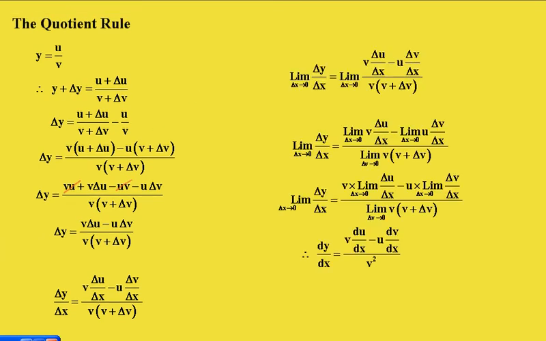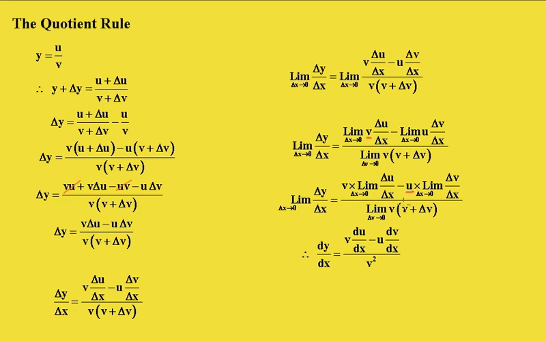Alright, now taking the limits to both sides of this, as we did before in the product rule, we can split this up and say that's the limit as v times delta u on delta x minus the limit of u times delta v on delta x over this one down the bottom. Then like I did with the product rule, we'll take that v there and put that out the front. That little v there goes out there, and the u comes out the front as well.